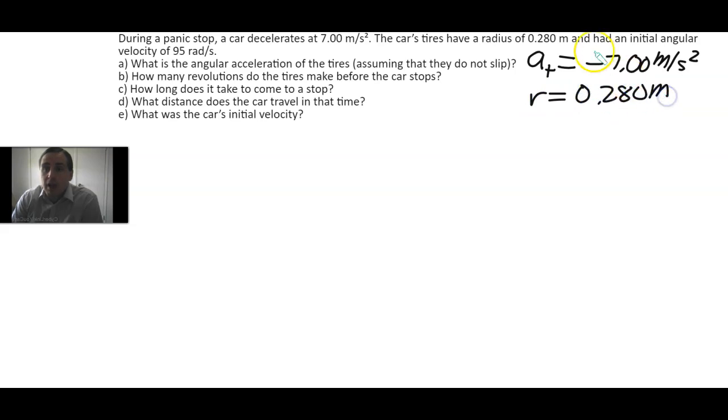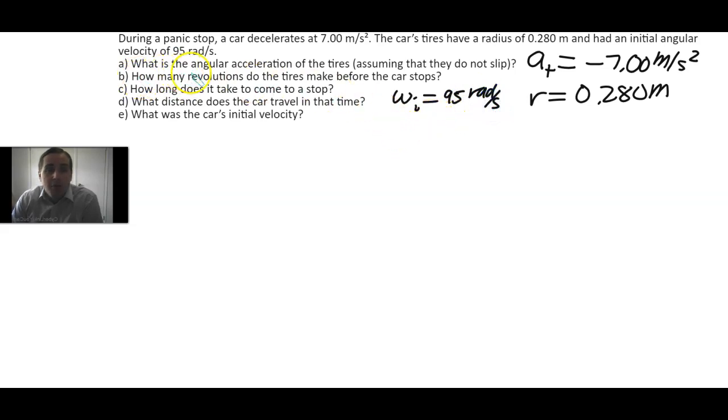In order to solve this problem, I believe we should write down our known values that are associated with rotational or linear variables. So let's start: during the panic stop, a car decelerates at 7.00 meters per second squared. Since the car is decelerating, its linear acceleration, which is the same thing as its tangential acceleration, is negative 7.00 meters per second squared, because the car is slowing down. The car's tires have a radius of 0.280 meters, and they also had an initial angular velocity of 95 radians per second. So omega initial is 95 radians per second.